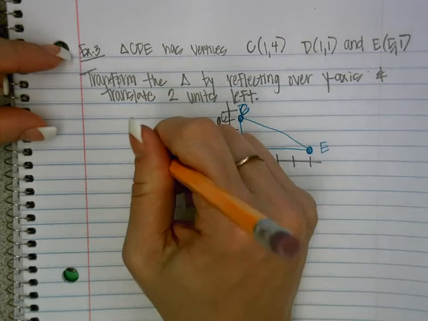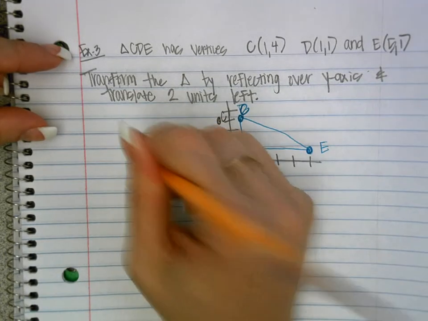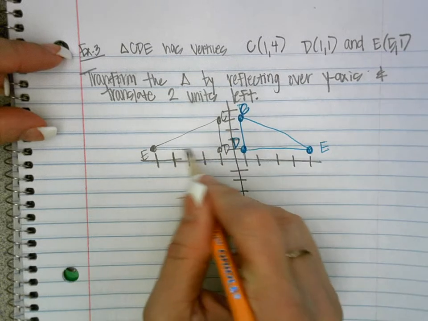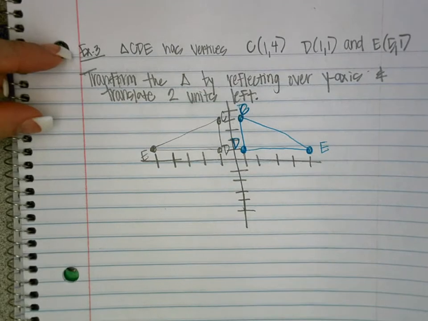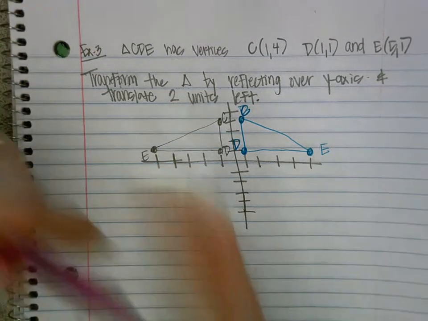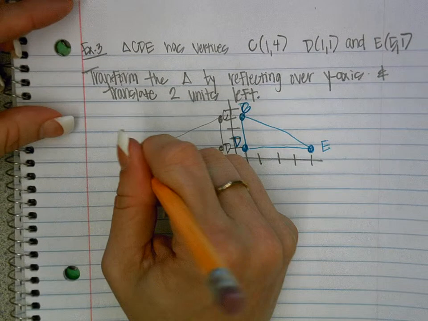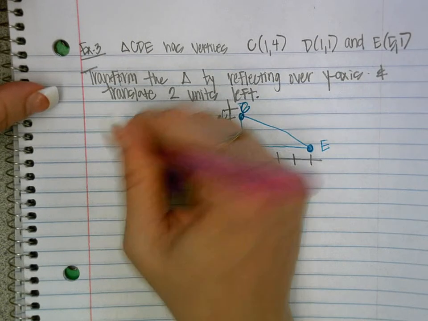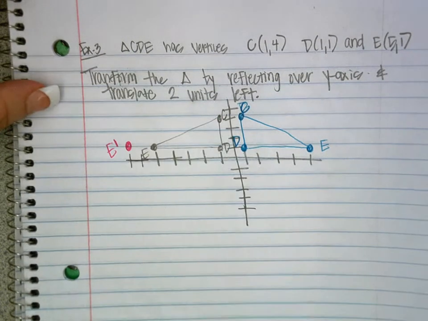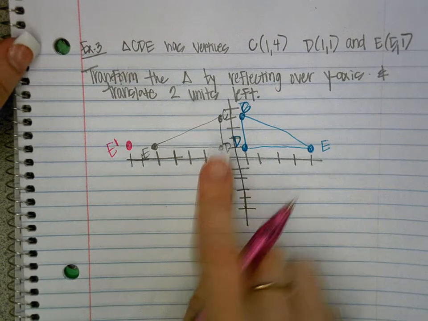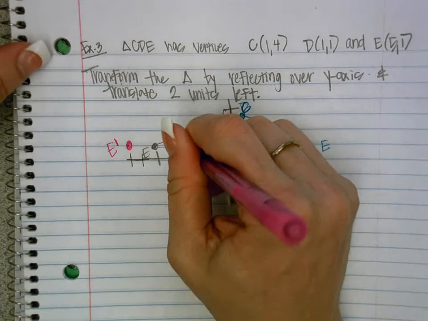So over 5. I'm going to draw those in there, but don't make them super dark yet. Then, from there, I move 2 units to the left for your actual final space. If I move 2 units over to the left, this is where your E prime is going to be. That's where your actual image is going to be. D prime is 2 to the left, so that's your D prime.